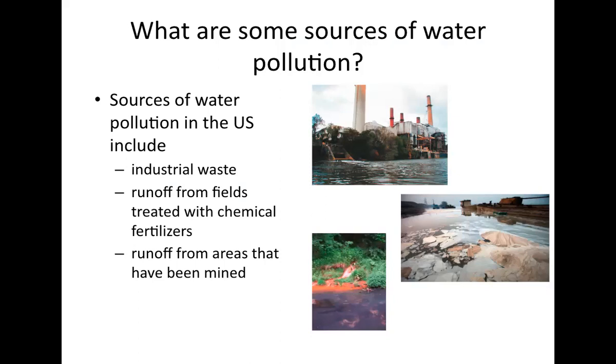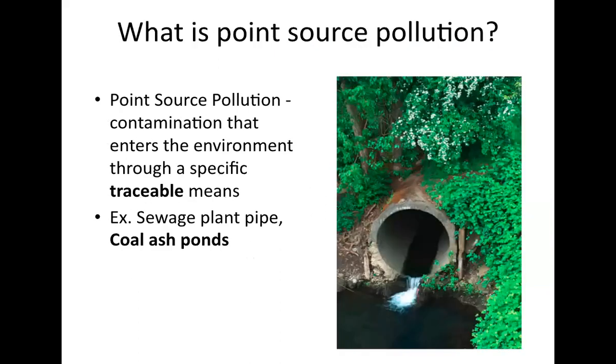We talked about mining a little bit yesterday, and that you see a lot of up north, and especially back years and years ago. So we're going to talk about two different types, point source and non-point source. Point source pollution is a contamination that enters the environment through a specific traceable means. It means that we can trace where it came from, okay? An example would be a sewage plant pipe or coal ash ponds.